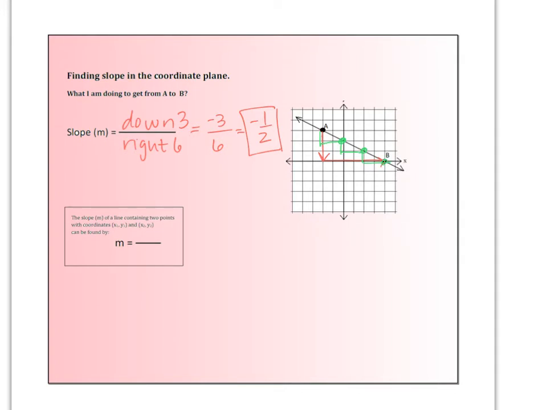Now there's a second way to find the slope of a line, and it's using a formula. Maybe you remember the letter M representing slope. The formula goes like this: m = (y2 - y1) / (x2 - x1). It's basically the change in the y values over the change in the x values.